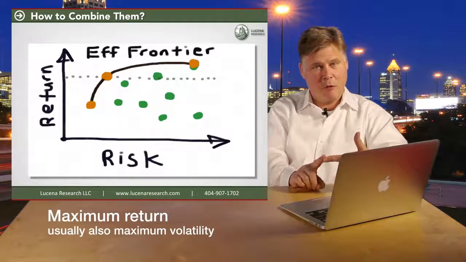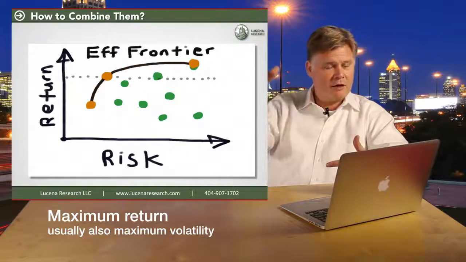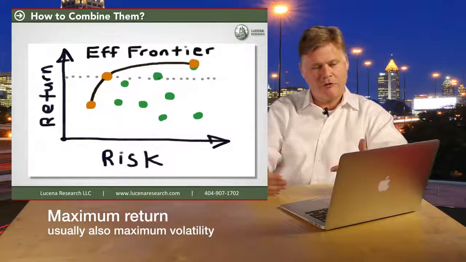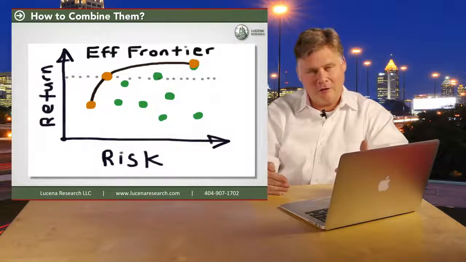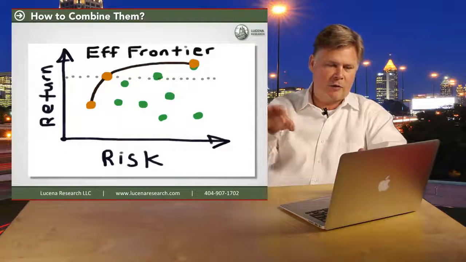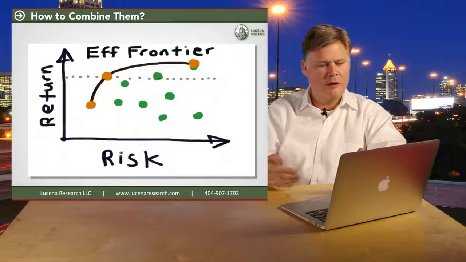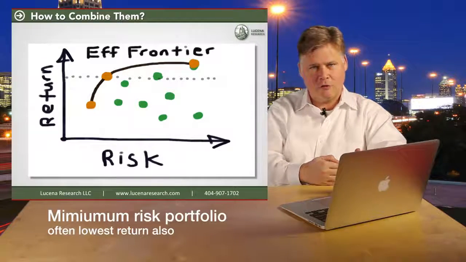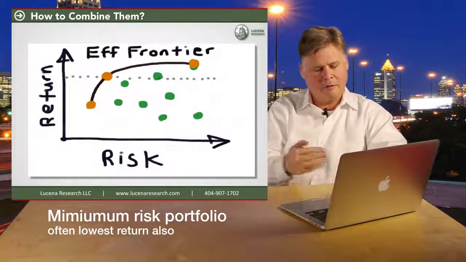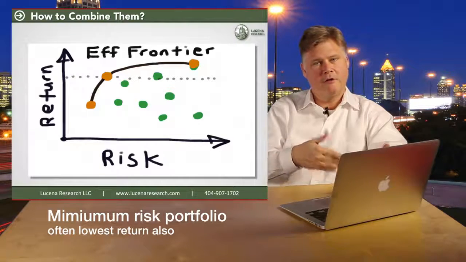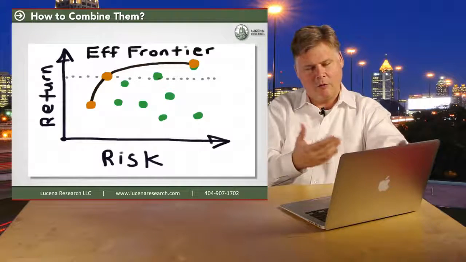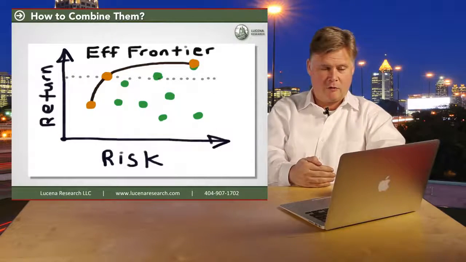One is the maximum return portfolio. That's the one that gives you the highest return, and unfortunately, it's often also the highest risk portfolio, and that's in the upper right corner of this chart. You can also ask for the lowest risk portfolio, and that's in the lower left there, and that's essentially the portfolio that has the lowest volatility, and you end up with a particular return that is usually lower for that.